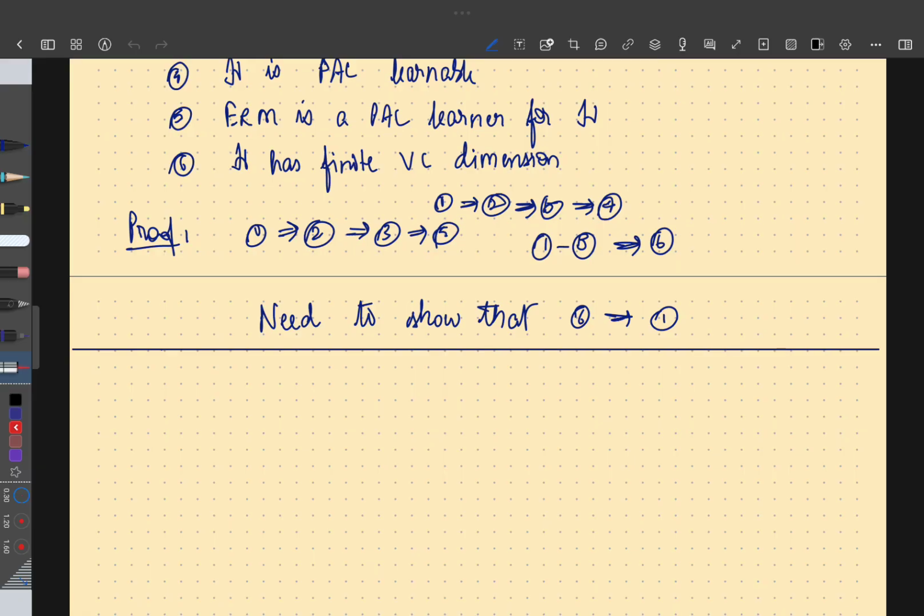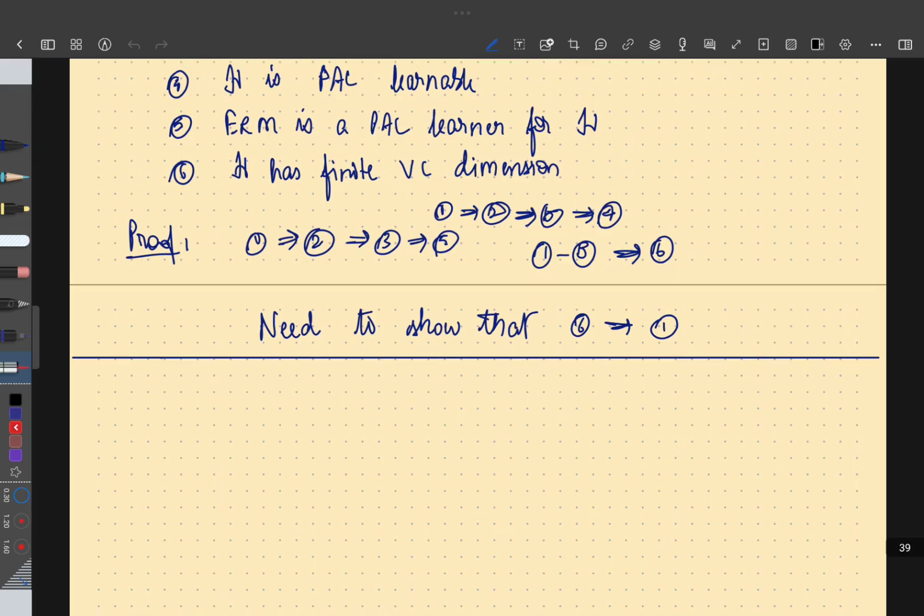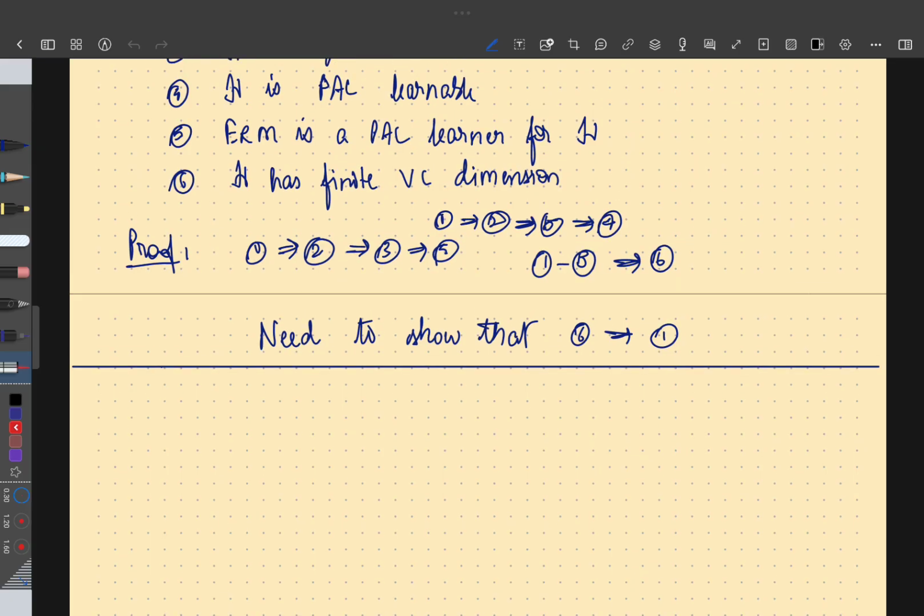But when deriving this, we'll also see a number of other measures of complexity. In fact, we'll see two different measures of complexity. One is the Rademacher complexity. We'll see what that is. And the other is the so-called growth function. So we'll first derive an upper bound on the sample complexity in terms of the Rademacher complexity. Then we'll upper bound the Rademacher complexity in terms of the growth function, and then we'll upper bound the growth function in terms of the VC dimension.